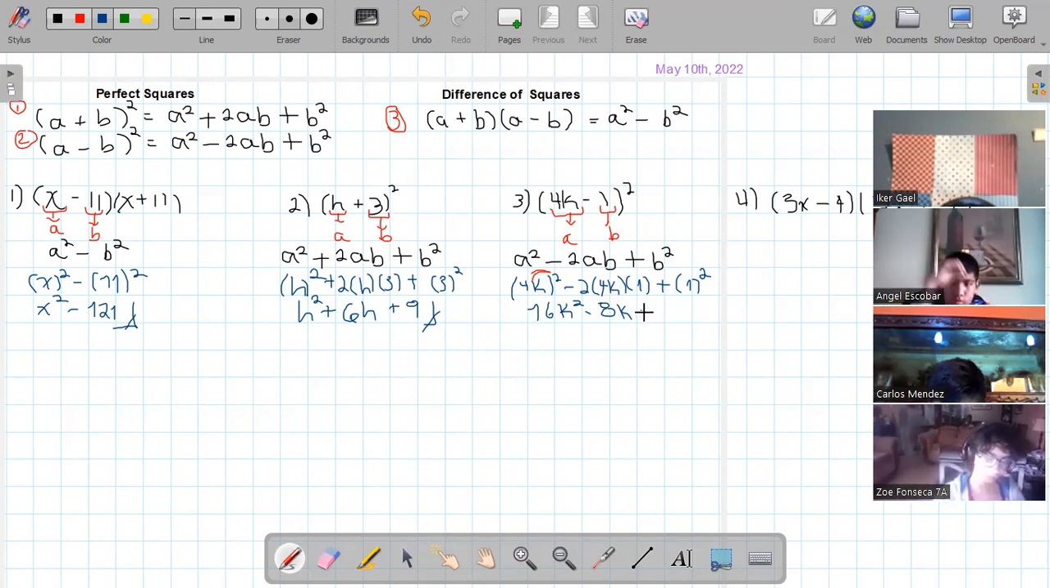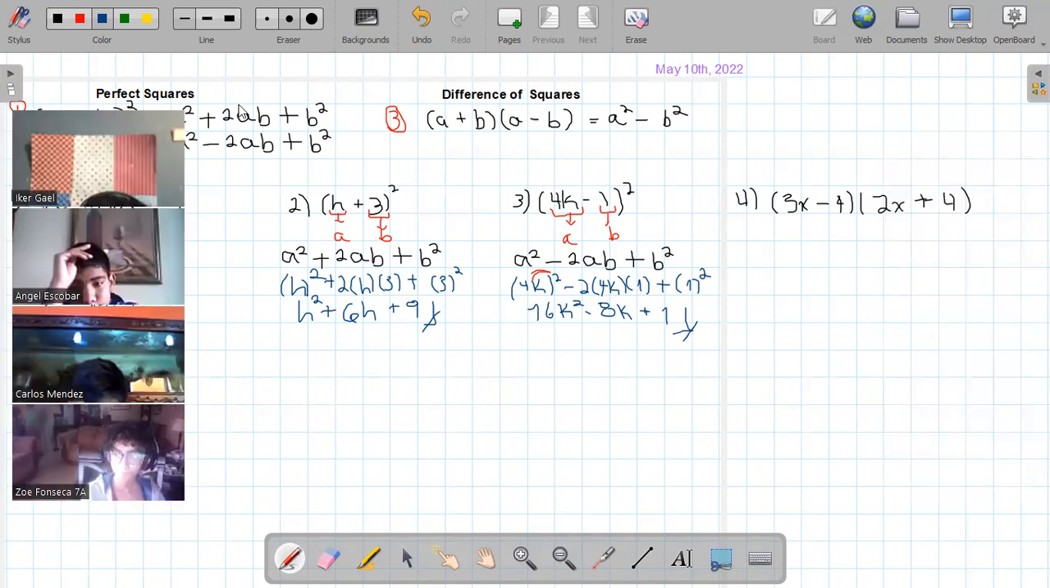Plus, how much is 1 to the square? 1. Remember, 1 to whatever exponent will always be 1. So that's my final answer. Easy peasy, breezy, lemon squeezy.